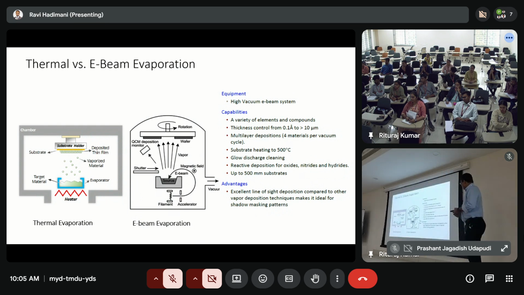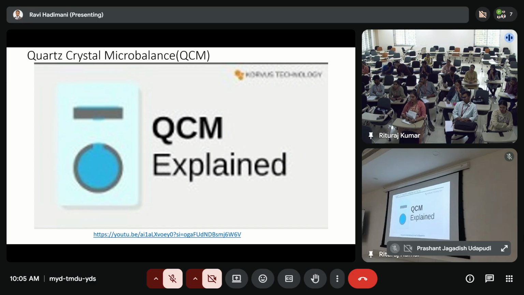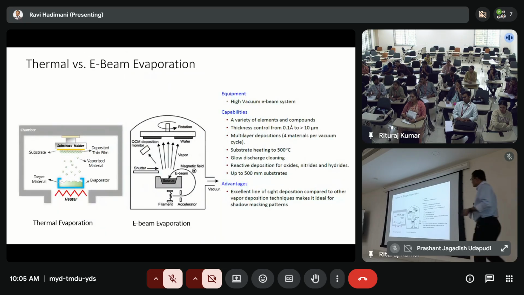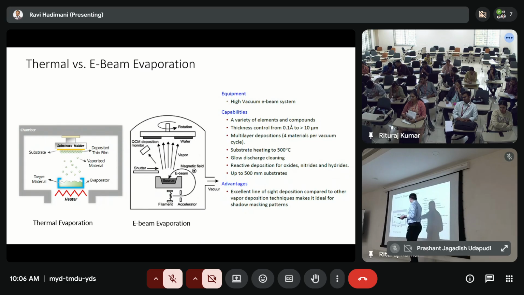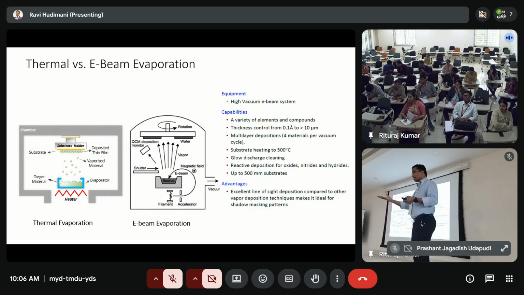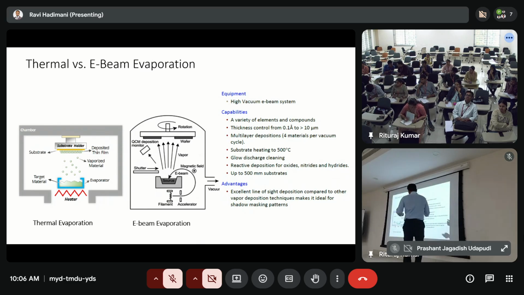Oh, I forgot. It's quartz crystal microbalance. So quartz crystal microbalance is a nice device. You have heard of quartz, right? So quartz is a what material? Piezoelectric material, right? So quartz crystal monitors the thickness. Can you think how?